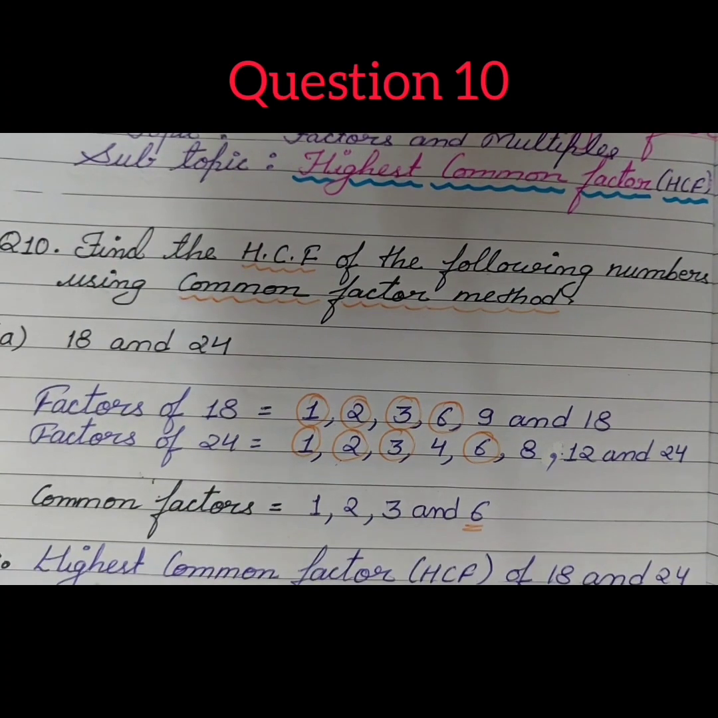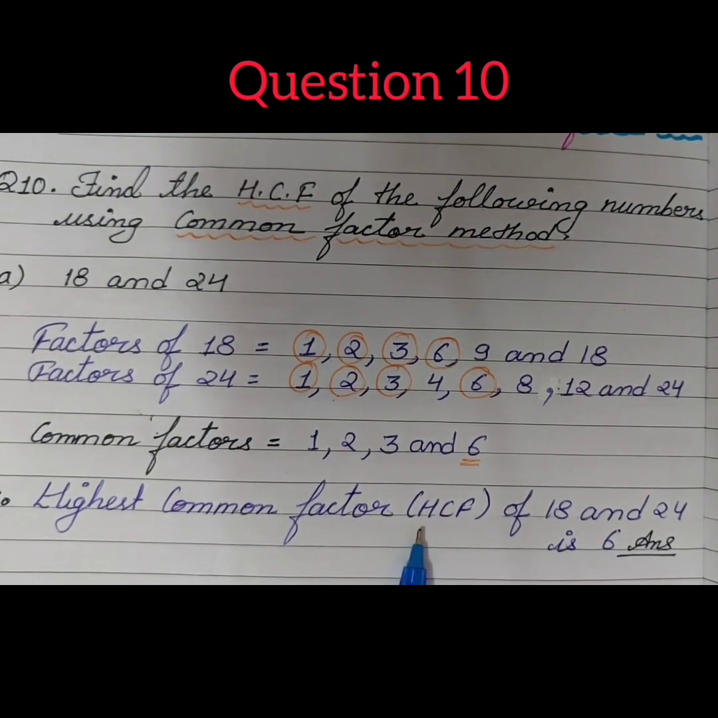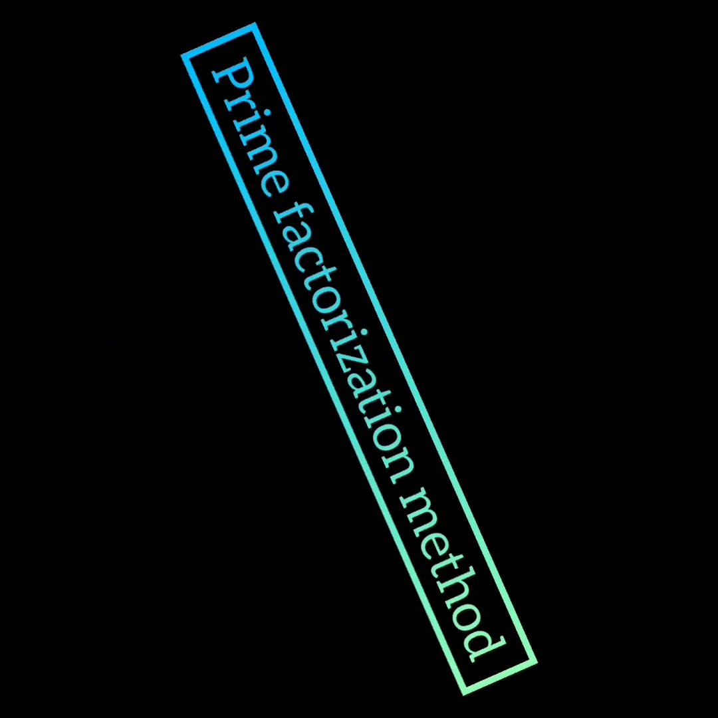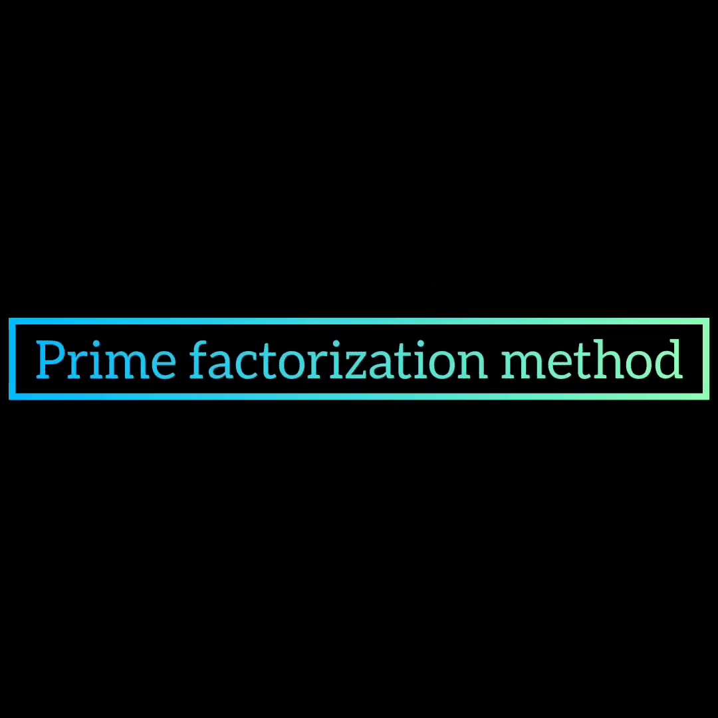Now we have to find out the highest common factor, meaning HCF. We have to find out the highest among them. So the highest number is 6. Therefore we can say that the highest common factor of 18 and 24 is 6. Now the second method is the prime factorization method.